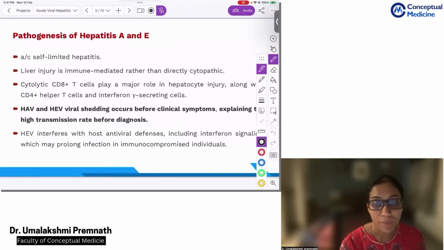Now, what is the pathogenesis of hepatitis A and E? It's an acute self-limiting hepatitis. This is some of the common features. Liver injury is immune-mediated rather than directly cytopathic, like what we said. And immune-mediated means what? You have the natural killer cells, the innate immunity as well as the adaptive immunity.